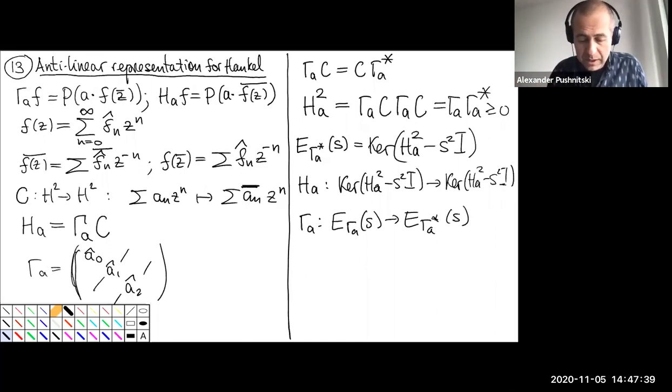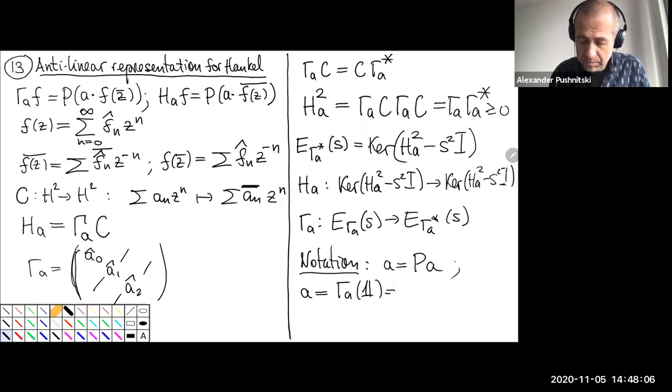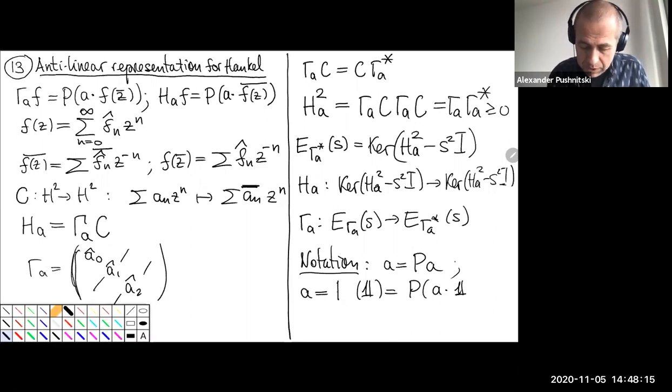nothing else. The second point about notation is that it will be convenient to assume that A is analytic, because then this fixes the symbol uniquely. And in this case, we see that this A is gamma A applied to identity, because this P, A, or HA, in fact, right? We've switched to HA already. So let me switch to HA applied to identity, because then it's very easy. It's just PA, which is A.